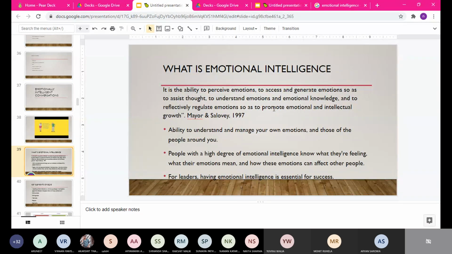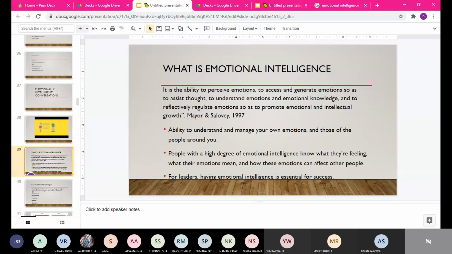Now, what is emotional intelligence? Mayer and Salovey gave this. They talked about emotional intelligence in 1997, and what they said was that it is the ability to perceive emotions, to access and generate emotions. So, just pay attention to the terms that have been used: to perceive emotions, to access the emotions, and to generate emotions, so as to assist thought, to understand emotions and emotional knowledge, and to reflectively regulate emotions so as to promote emotional and intellectual growth.